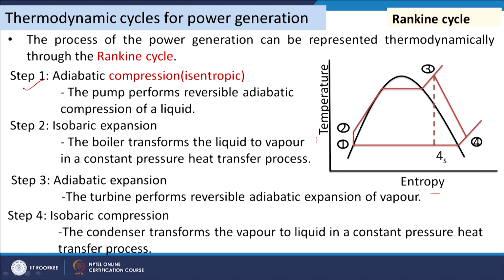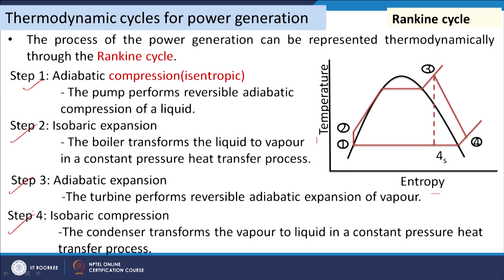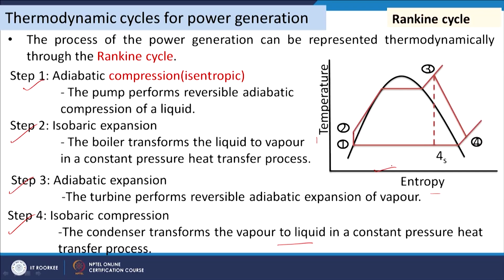The pump is used to compress the water in the boiler, and then step 2, isobaric expansion, where pressure is constant and we produce the steam here. Then adiabatic expansion: the steam is going to the turbine and expansion is taking place. So, this is an adiabatic process, and then isobaric compression. After that, it is sent to the condenser and this transforms vapor to liquid in a constant pressure heat transfer process. So, these are the 4 processes of the steam turbine and the Rankine cycle is shown here.